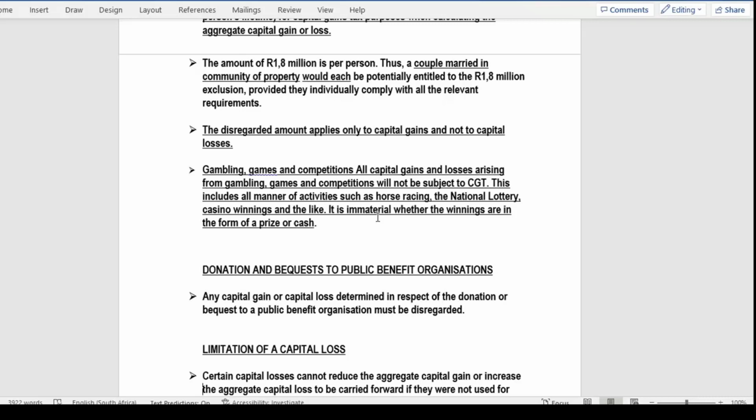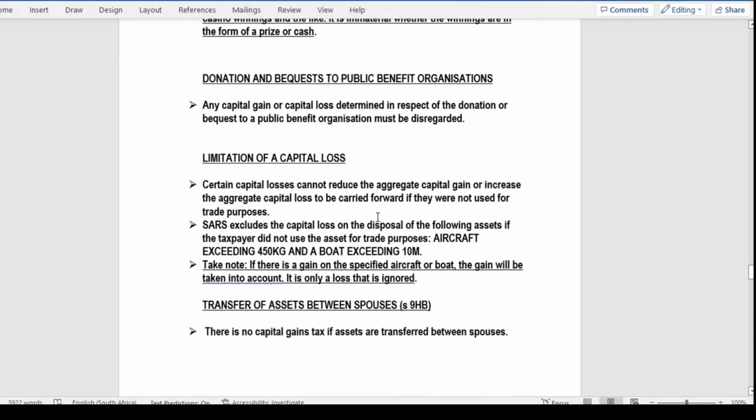Donations and bequests to public benefit organizations. Any capital gain or capital loss determined in respect of the donation or the bequest to a public benefit organization must be disregarded. Right, so remember that's a donation when you are dealing with the CGT. It's not an independent donation when we're dealing with the taxable benefit or taxable calculation.